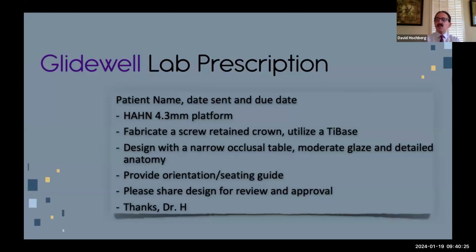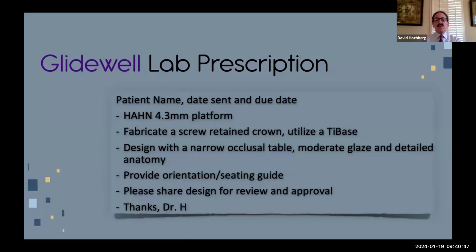Send me an orientation jig. I want to take it to place with ease. It's a seating guide, and you'll see what that looks like. Please share design for review and approval. And that's the whole nine yards there. Thank them, and you'll get a restoration back that you'll be able to take to place.